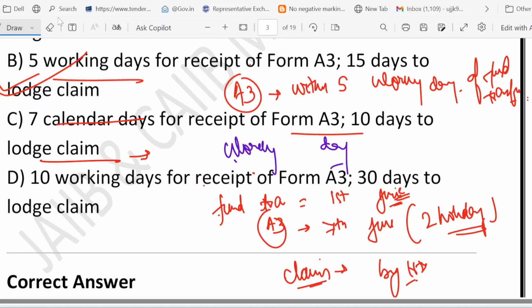So, this is wrong. What about D? 10 working days and 30 days to lodge the claim. 10 working days is too long, and 30 days for the claim is way beyond the strict federal timeline. So, this is also incorrect.